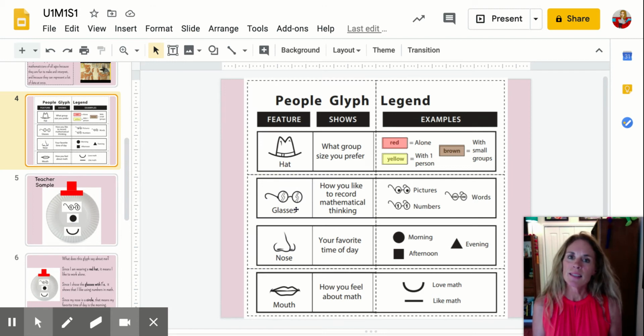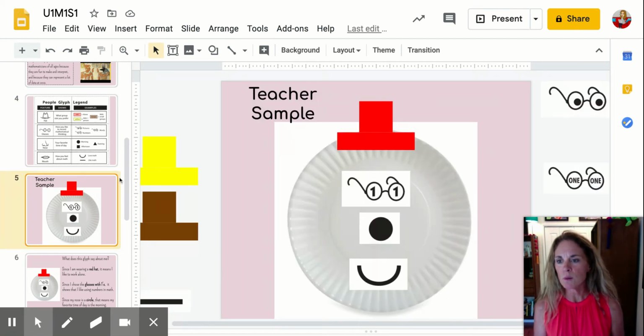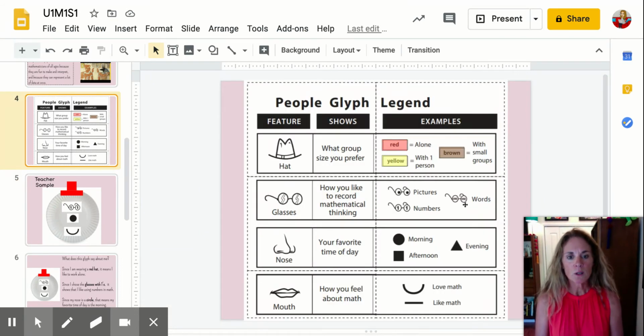And this time, the glasses don't mean that you wear glasses. They mean, how do you like to think about math? Do you think about math in pictures? Do you like drawing little pictures that help you with math? Then you would use this pair of glasses with the little eyeballs. If you like using just straight up numbers, then you would use the ones with the little 1 on the inside. Oops. And if you like using words, then you're going to use the one with words.